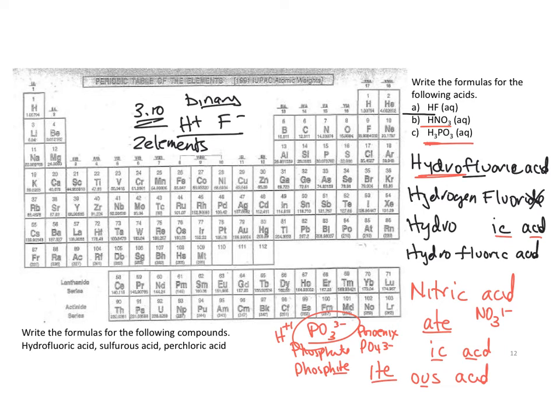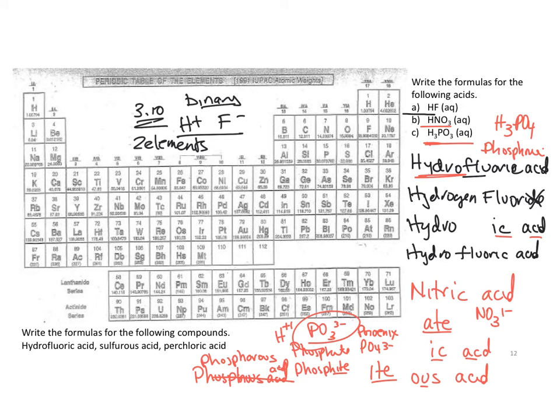But this is an -ite, and -ite becomes -ous acid, so we say phosphorous acid. H3PO4 is phosphoric acid. So phosphorous acid.